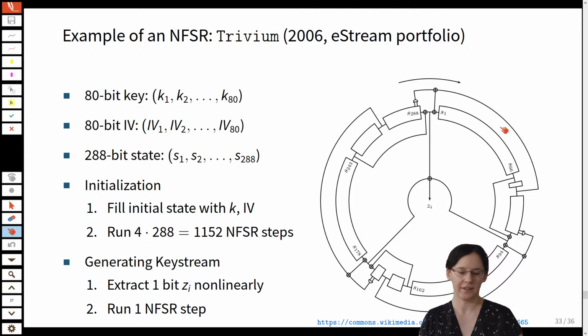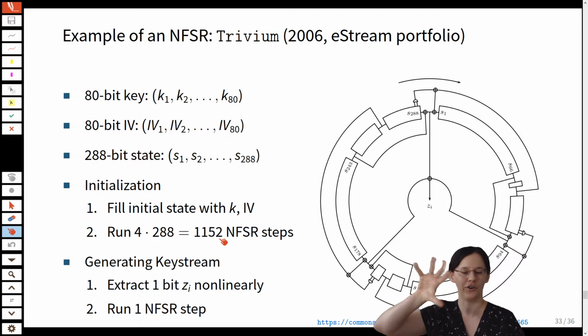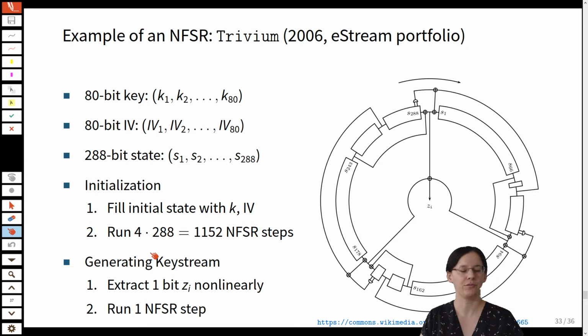So in the beginning, you write the key and IV in there, and to avoid directly outputting the key in the beginning, what you first do is you first clock this thing for 1,152 rounds. Now, that sounds like extremely much. It also does take a while. However, you have to take into account that this is a state of 288 bits, and you only update 1 or 2 or 3 bits by clocking it once. So by clocking it 288 times, you only turn it once in a circle. So it's only turned 4 times in a circle before starting to produce output.